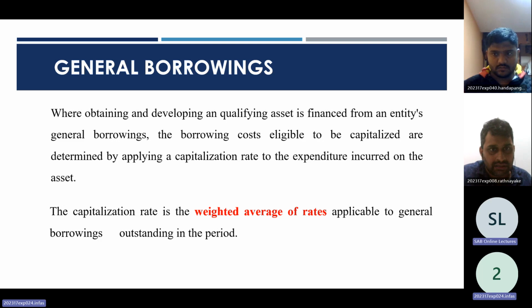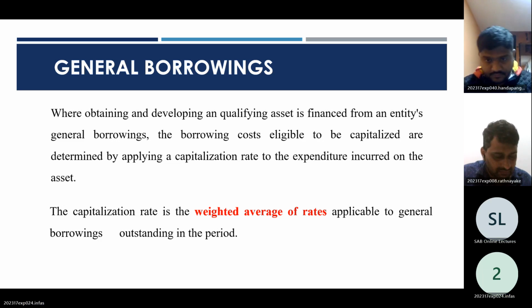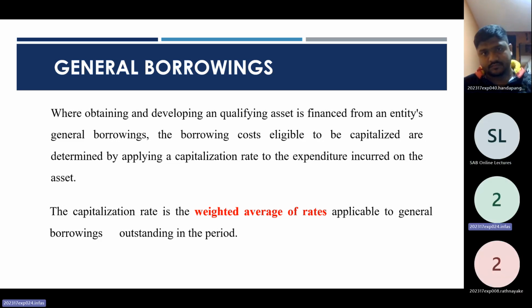So when we come to general borrowing, it means the company generally borrowed some amount, and they will use that amount to build a qualified asset. Then it will be capitalized. So they can't identify the exact interest rate for that borrowing. Because of that, the company can use the weighted average rate of general borrowing for the outstanding period.